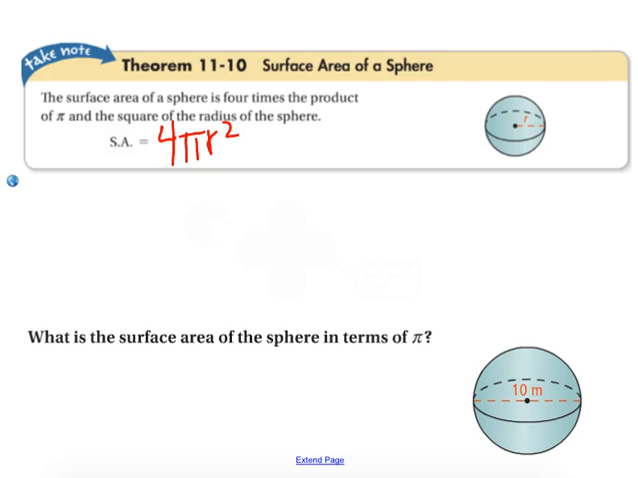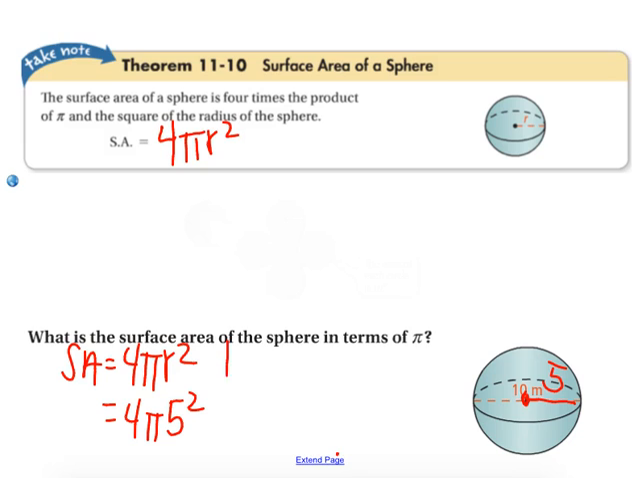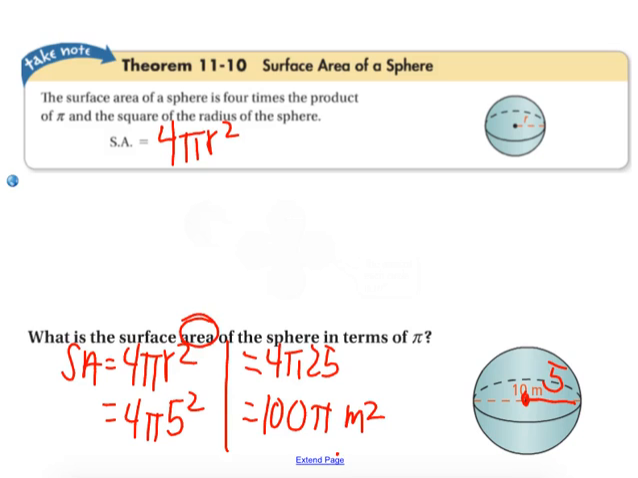So if we try this right here, it says, what is the surface area of the sphere in terms of pi? Well, you know that my radius is 5, half of 10, so surface area equals 4 pi r squared. Plugging in our radius, we get 5 squared is just 25. And 4 times 25 makes 100, so 100 pi meters squared, remember, still area.